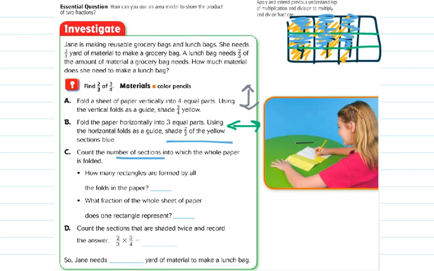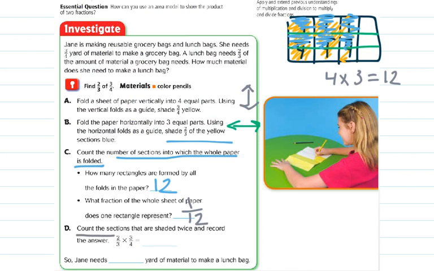Now it says count the number of rectangles into which the whole paper is folded. We'd say that there's 12 because we can count them out. And there's 1, 2, 3, 4. And there's 1, 2, 3, 4 times 3 is equal to 12. So we know that there are 12 rectangles formed on the whole paper. It says, what fraction of the whole sheet of paper does one rectangle represent? So we can see that if we're going to only represent one rectangle, boys and girls, that would be 1/12, 1 out of the 12. Because remember, 12/12 would give us the whole rectangle.